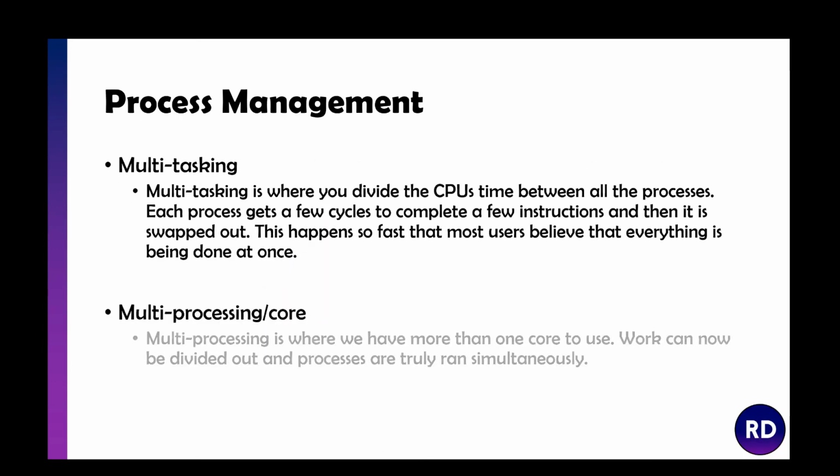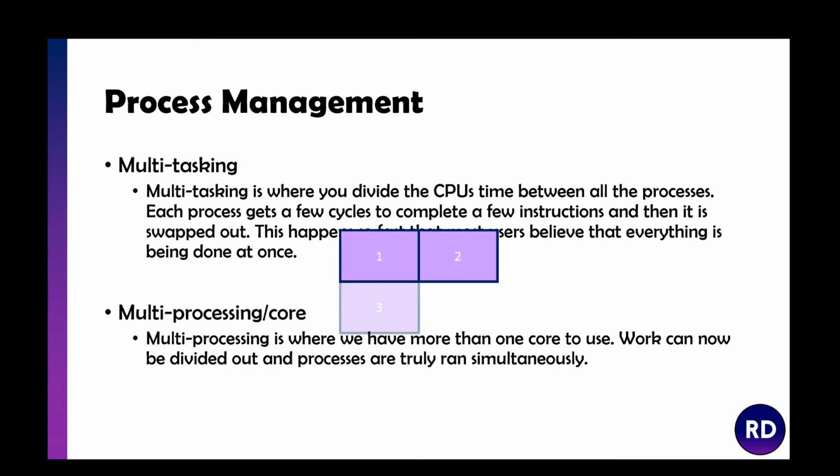Two things when we look at process management: multitasking and multiprocessing. Multitasking is where you split the CPU's time between all the processes, so each process gets a few cycles to complete a few instructions. It's then swapped out, and it makes you believe that it's all happening at the same time when it's not. Whereas with multiprocessing, we have more than one core to use and the work can be divided out, so the processes can all be done at the same time.